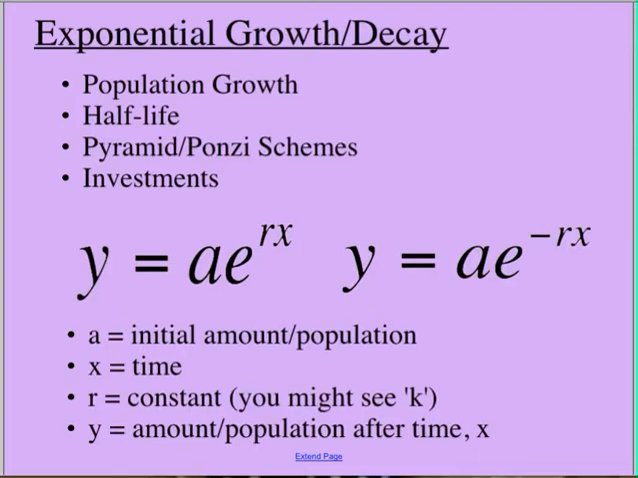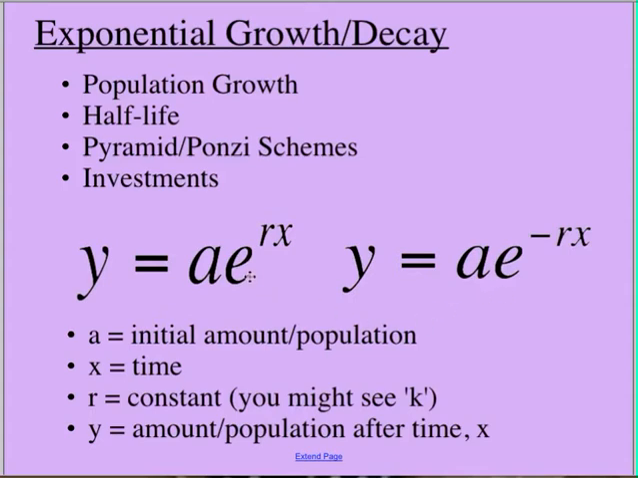The first one is exponential growth and decay, and I'm going to kind of combine these because the equation is very similar except for one little difference. A couple examples of where you would see exponential growth or decay would be with populations, half-life, pyramid or Ponzi schemes, and then also investments, and these are just to name a few. The model is y equals ae to the rx or y equals ae to the negative rx. The one on the left is exponential growth and the one on the right is exponential decay.